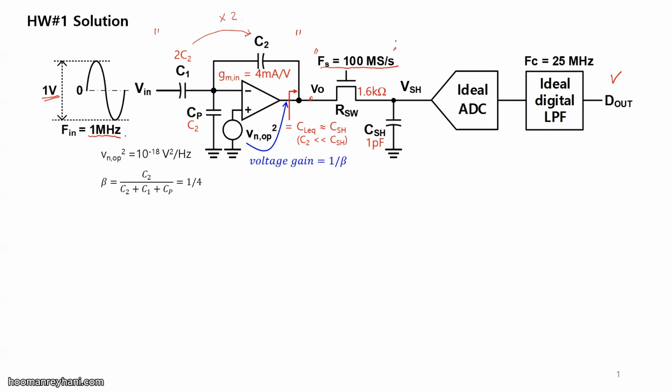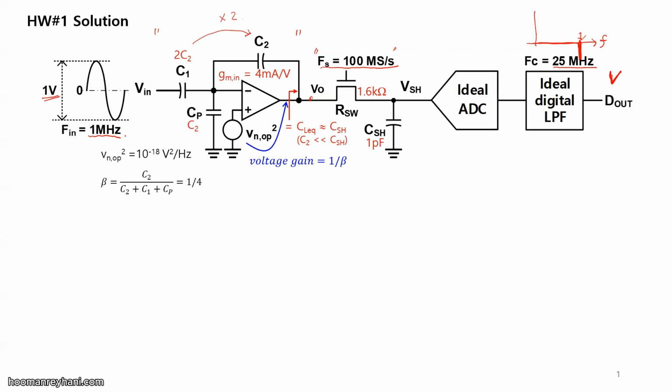And then that signal goes through this ideal digital low-pass filter whose cutoff frequency is 25 megahertz. So what this means is that we do not have gain, just unity, and its cutoff frequency is 25 megahertz with a brick wall shape. Okay, so in this system, we want to find the output SNR.